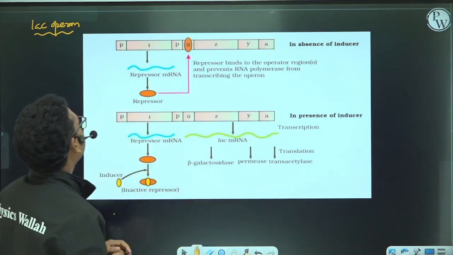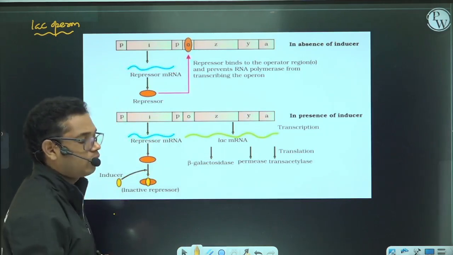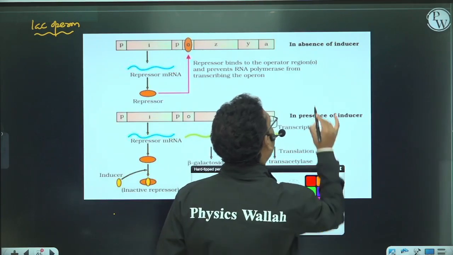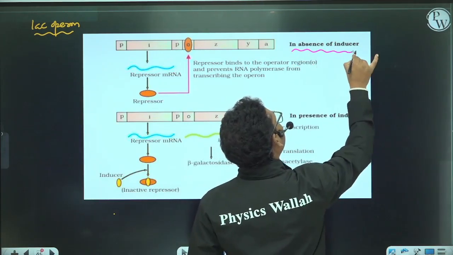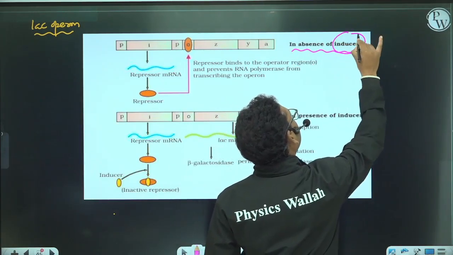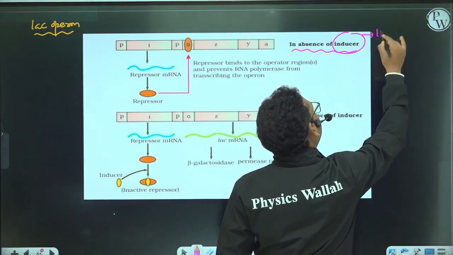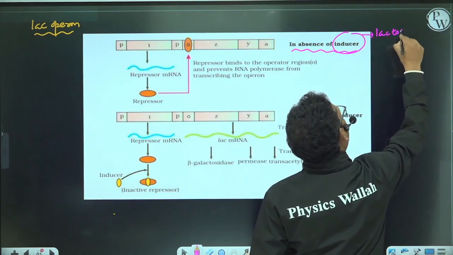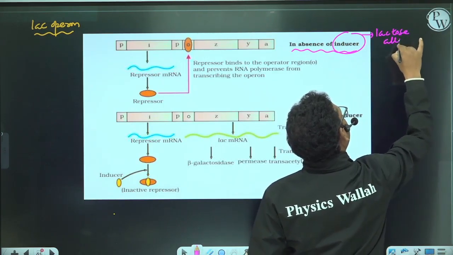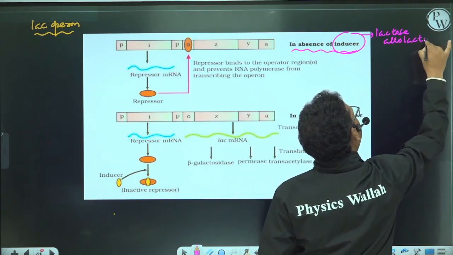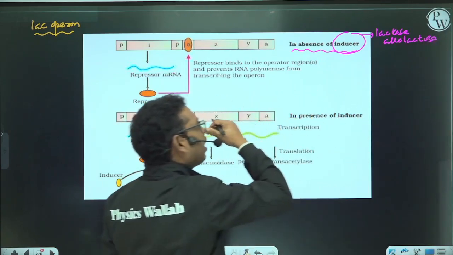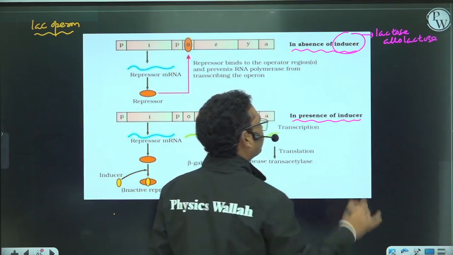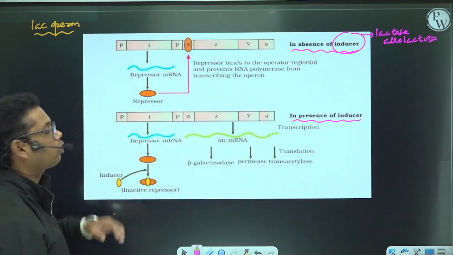Okay, now, there are two possibilities here. One case is in the absence of inducer. And in this case, what is the inducer? The inducer is the lactose, or it can also be allolactose. So lactose or allolactose, they act as inducer. And the second case is in the presence of inducer. These are the two possibilities.